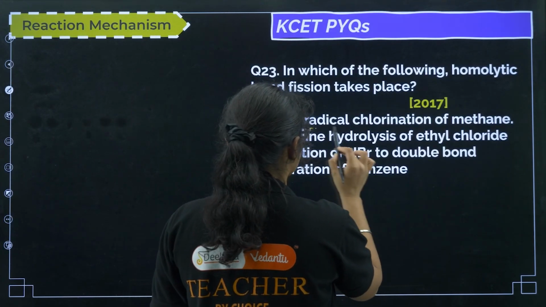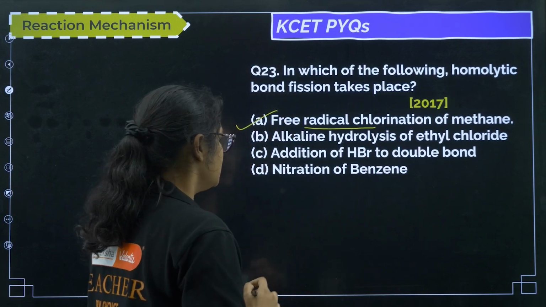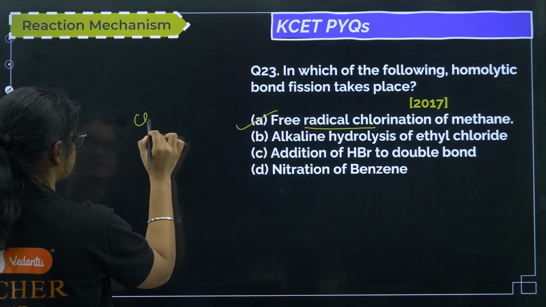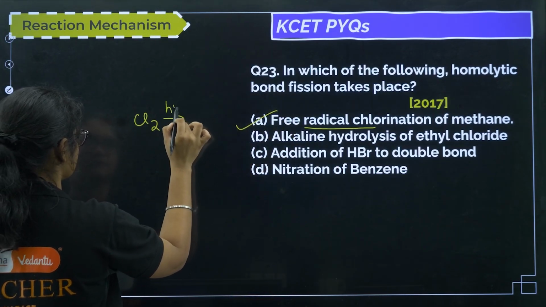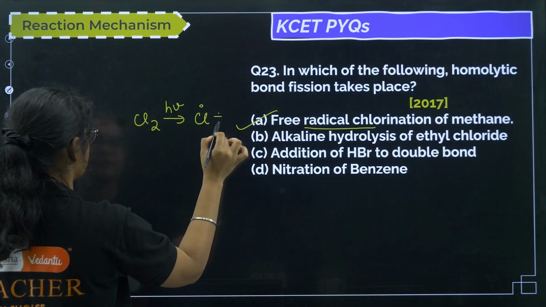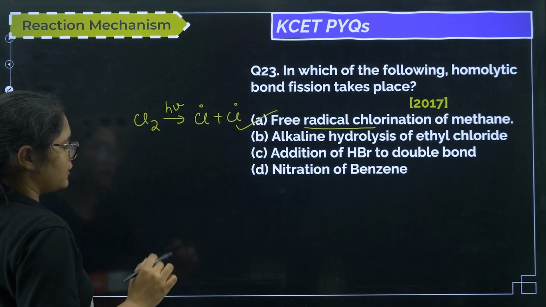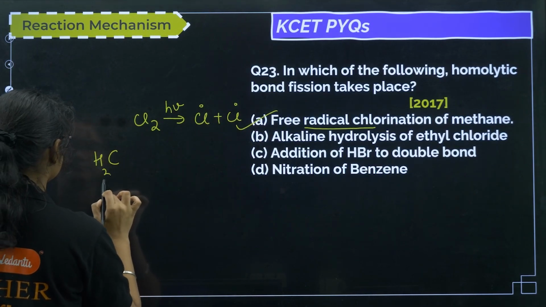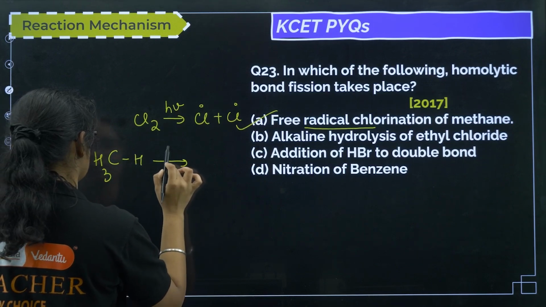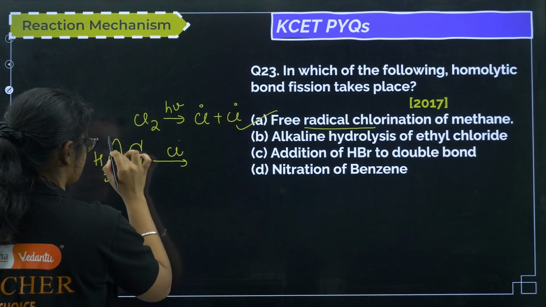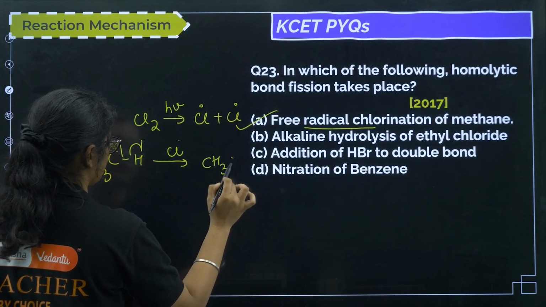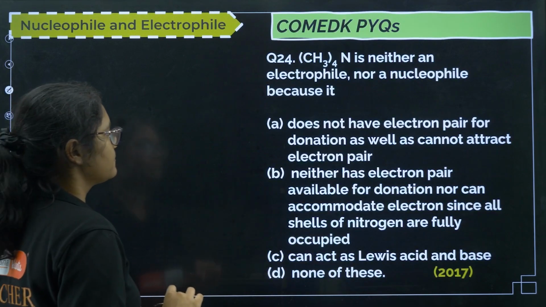Next, in which of the following does homolytic bond fission take place? So homolytic fission will take place in a free radical mechanism. If you see, the first step here is the chlorine molecule in the presence of h nu becoming Cl plus Cl. This cleavage will take place and you will get radicals like this. So A.